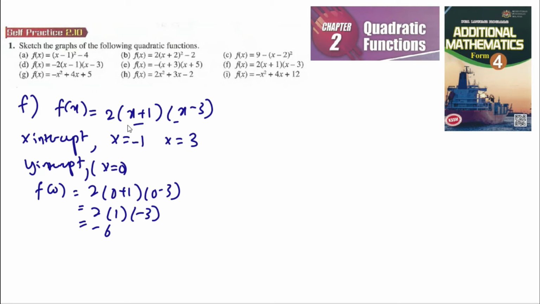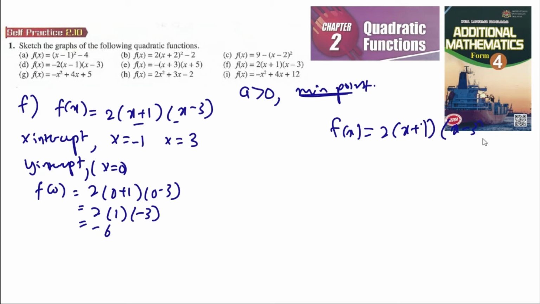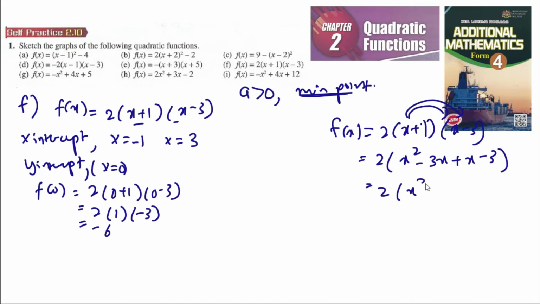So we use completing the square to get the maximum point. Since a is larger than 0, I'm sorry, it is a minimum point. So to get the minimum point, f(x) is equal to 2(x plus 1)(x minus 3). We expand: x squared minus 3x plus x minus 3. So we get 2x squared minus 2x minus 3.